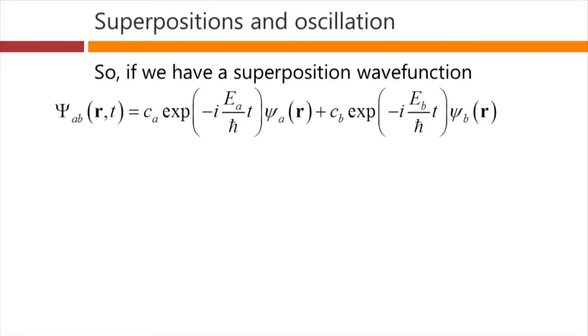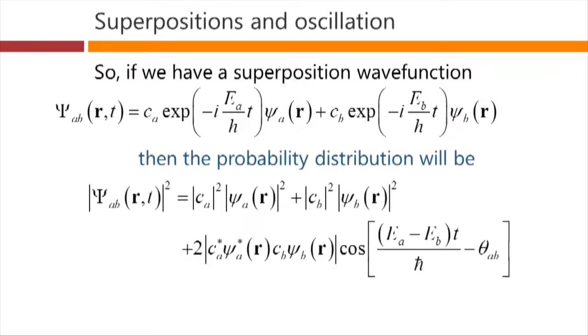So if we have a superposition wave function of one particular function in space with its energy and some coefficient Ca here, and another function in space with its energy and some coefficient Cb here, this is just a linear superposition of two states. Then the probability distribution, by the same algebra as we've just done, will be this expression here: Ca squared times this probability density, Cb squared times this probability density, plus this oscillating term that oscillates at the energy difference over h bar frequency.